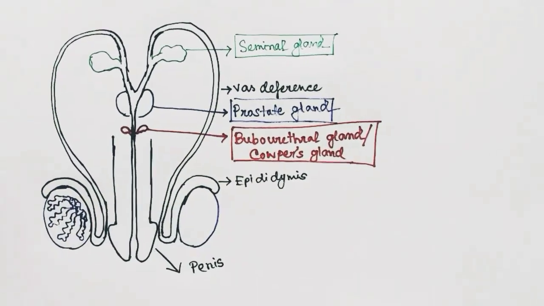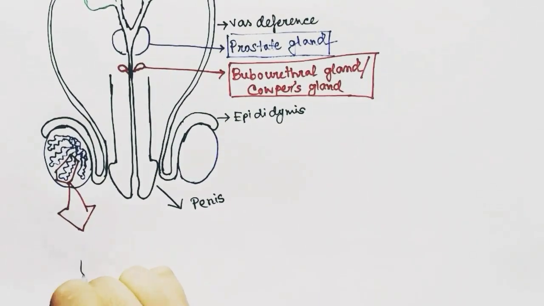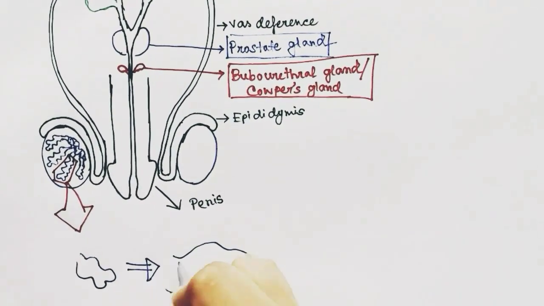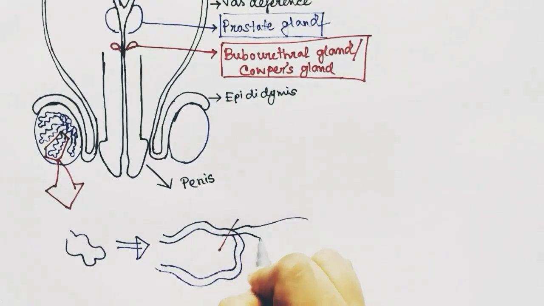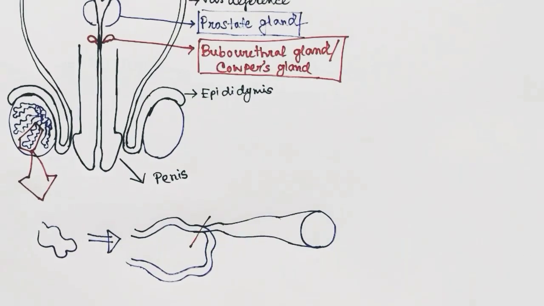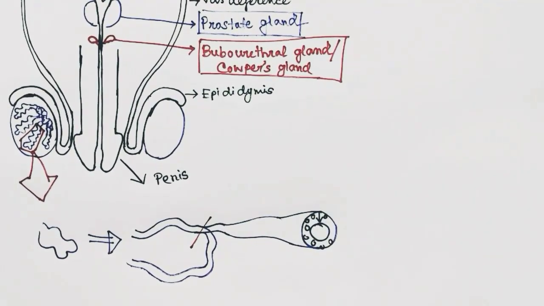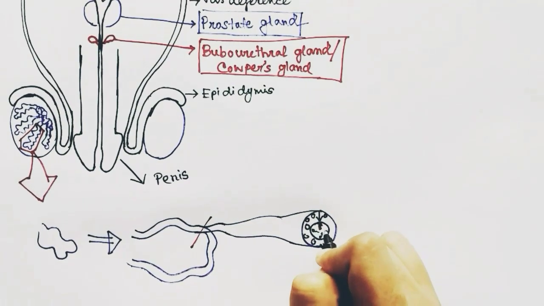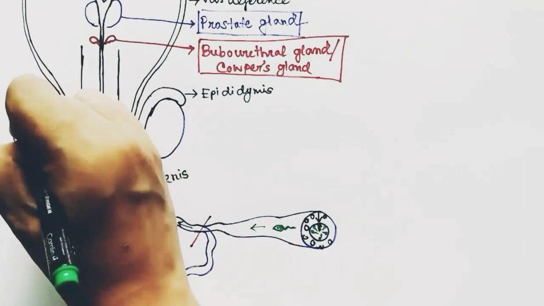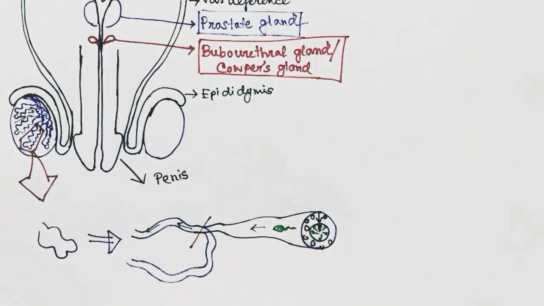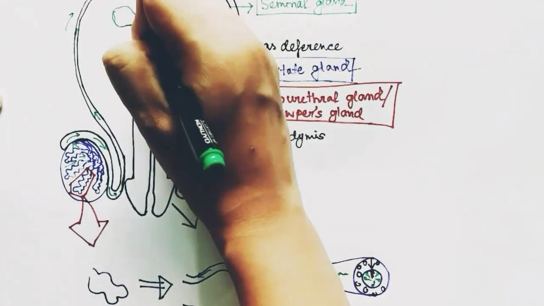Now let's see where the sperms are being produced. Sperms are produced in the seminiferous tubules. If we zoom into these tubules and cut one tubule and zoom into it, we can see that in the lumen of the seminiferous tubules, the sperms are produced. These sperms will then travel through the seminiferous tubules, rete testis, vasa efferentia, epididymis, and to the vas deferens.